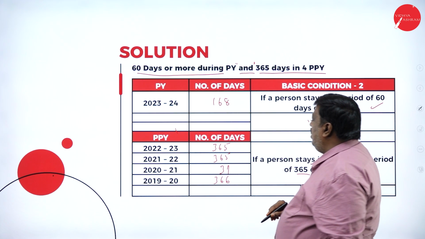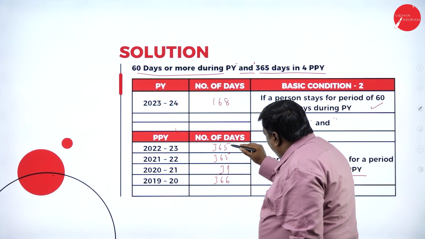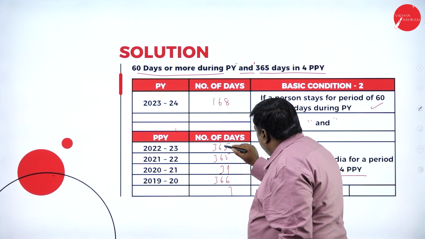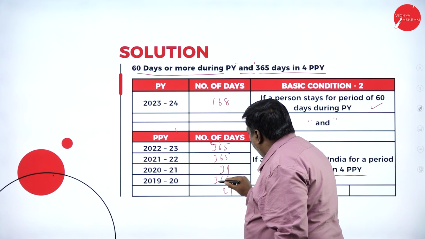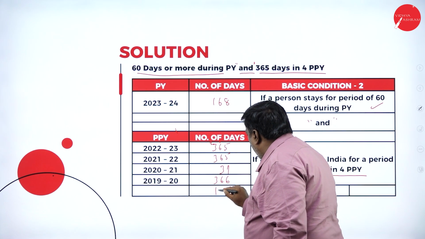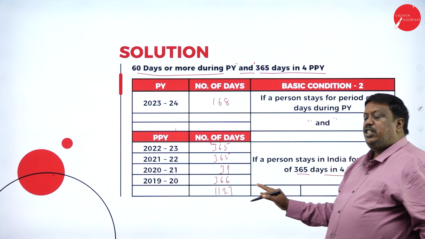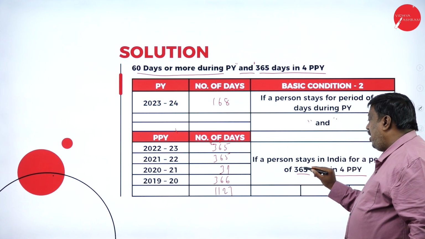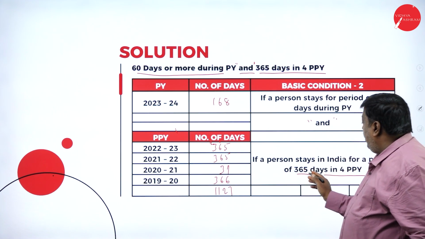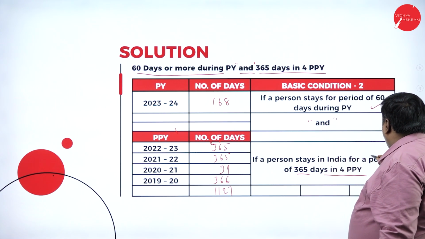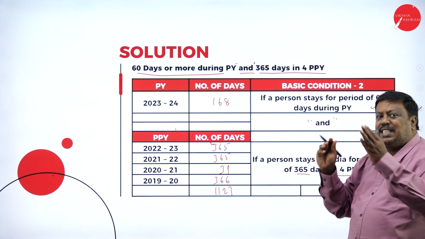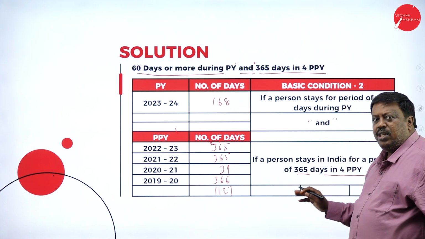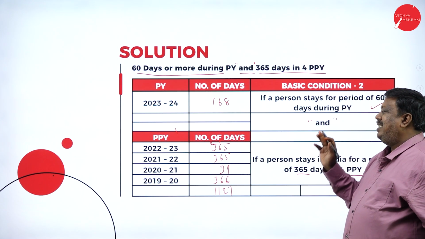2019-20, it is a leap year, so 366. So 5, 10, 17, 7, 1 carry, 18, 19, 22, 2 carry, 3, 6, 9, 11. How many days was I in India? 1127. What is the condition? In 4 preceding previous years, if I'm there for 365 days, that's enough. But I'm there for more than that. So I've satisfied the second part of my basic condition. So automatically, when I satisfy one basic condition, they're going to call me a resident.